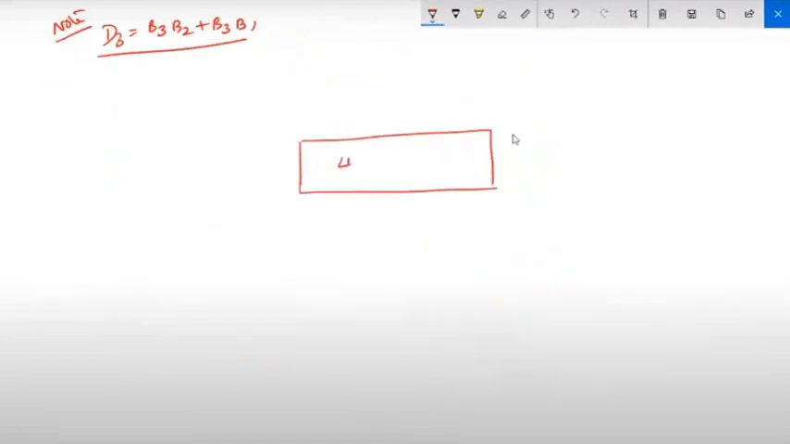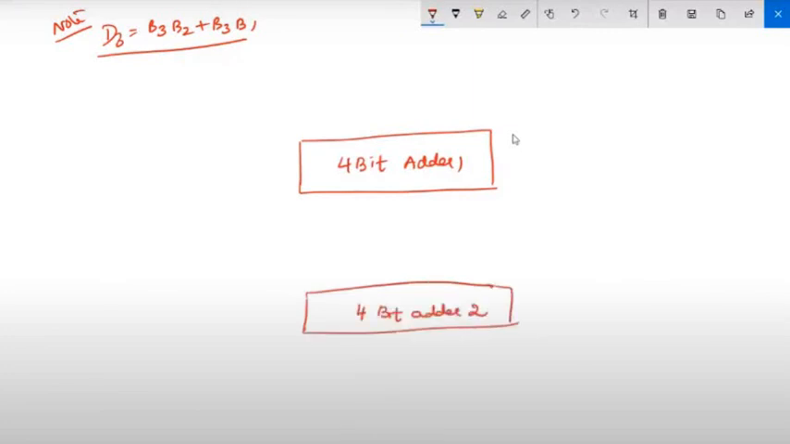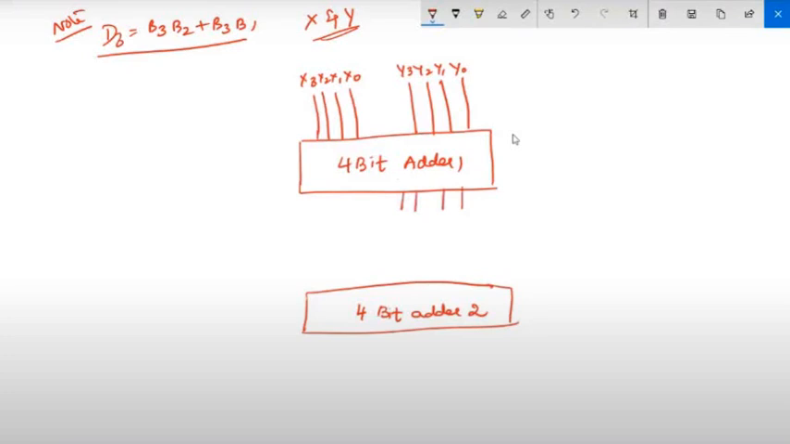The first 4-bit adder is adder 1, and then the second adder is also a 4-bit adder. In the first 4-bit adder, we are supposed to give the actual inputs. So let me take two numbers, x and y. Each of the two numbers is going to be 4 bits: x3, x2, x1 and x0, similarly y3, y2, y1 and y0. And the output of this 4-bit adder is going to be your binary, this 4-bit output, which is equal to B3, B2, B1 and B0.